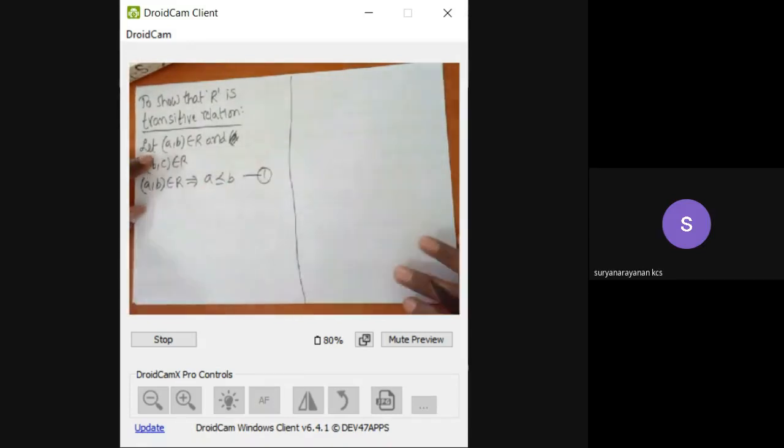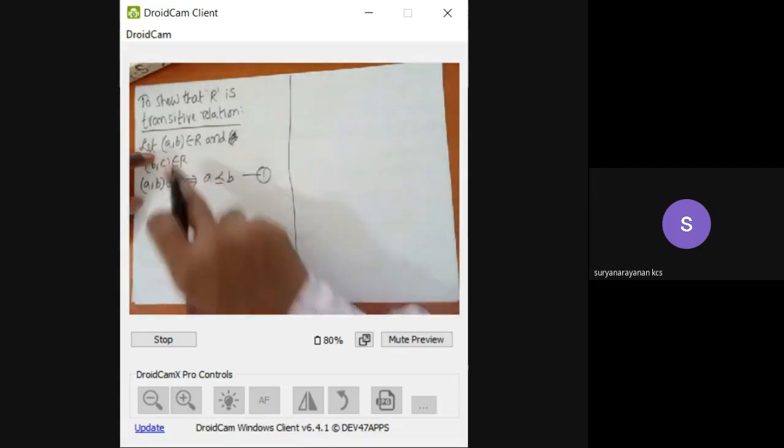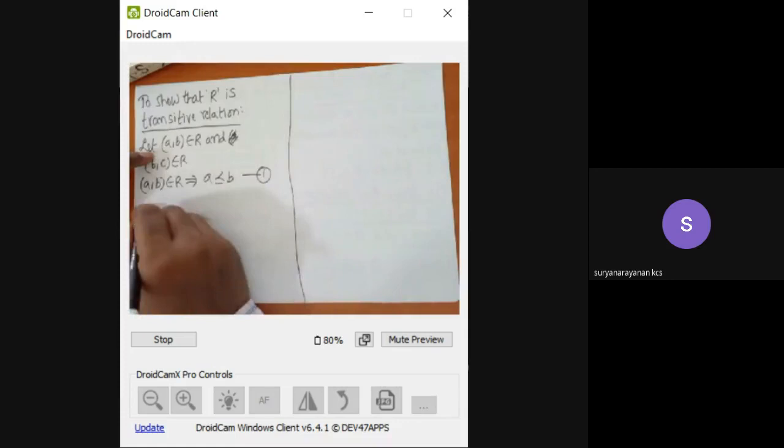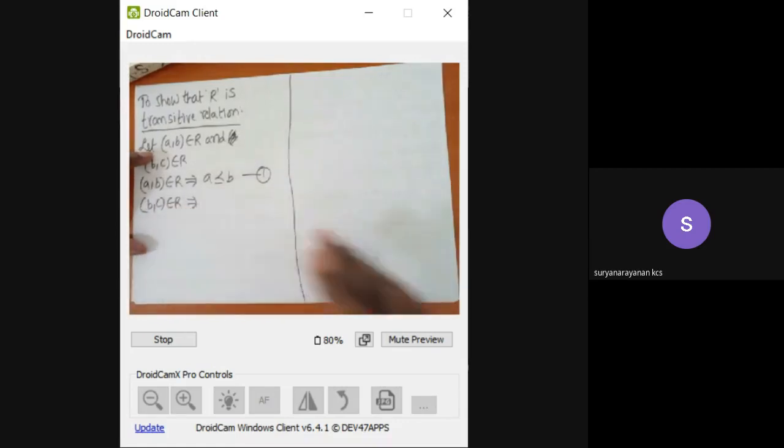Let us consider this as equation 1. Similarly, ordered pair B comma C belongs to R. How do you write this relation between B and C? B is less than or equal to C.